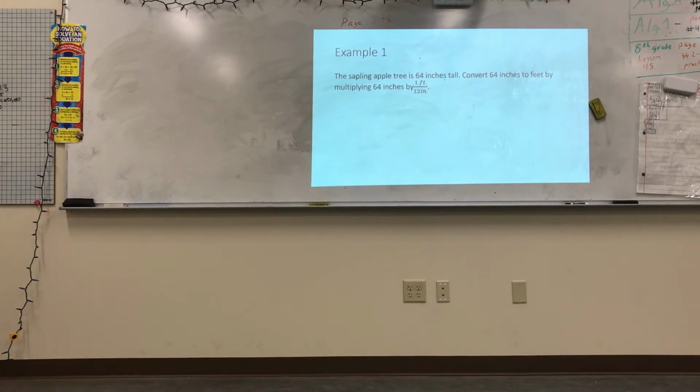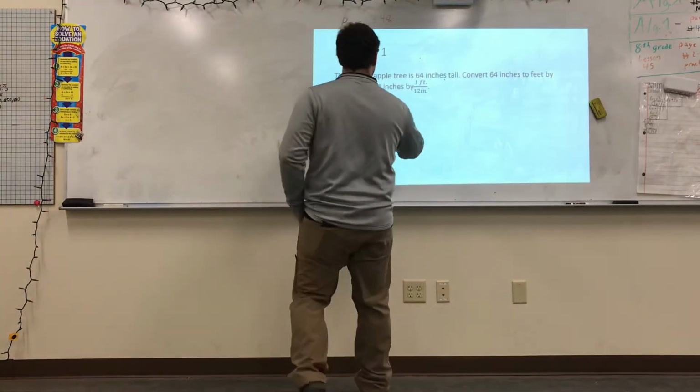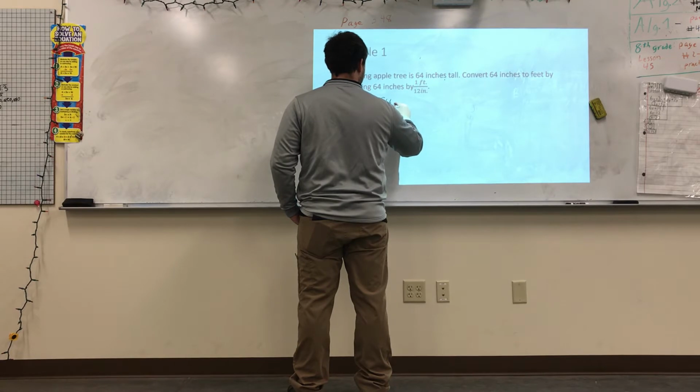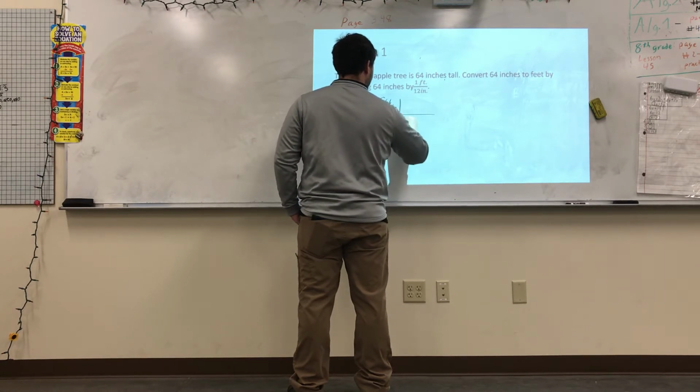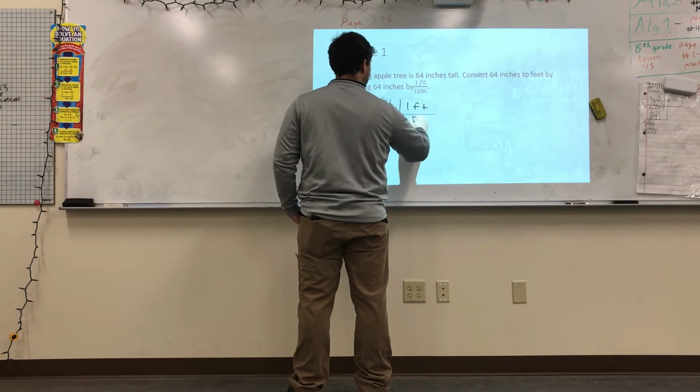The sapling tree is 64 inches tall. Convert 64 inches to feet by multiplying 64 inches by 1 foot over 12 inches. Alright, so we have 64, and this is inches. I usually create a table. We have 1 foot, we have 12 inches.